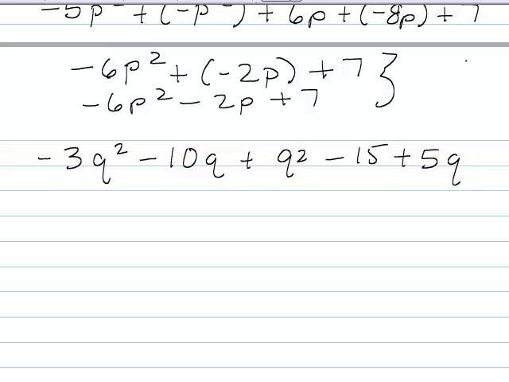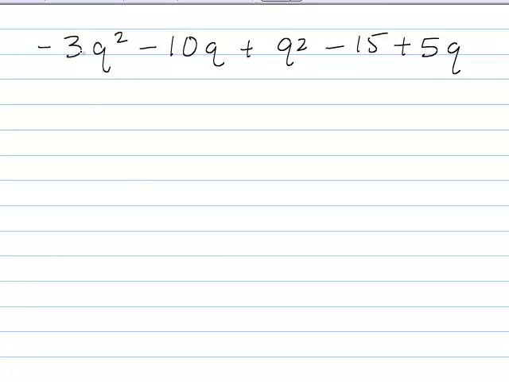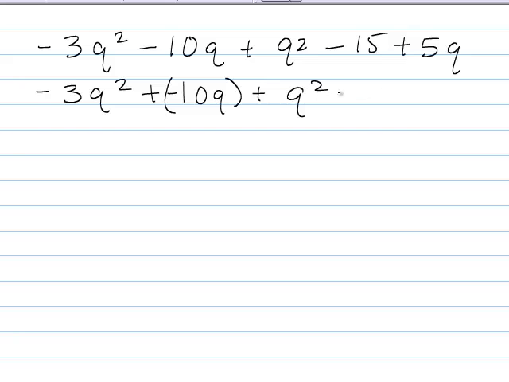All right, let's try one more here. In this one, we have negative 3q squared minus 10q plus q squared minus 15 plus 5q. And so we change our subtraction into addition. Negative 3q squared plus a negative 10q plus q squared plus a negative 15 plus 5q.